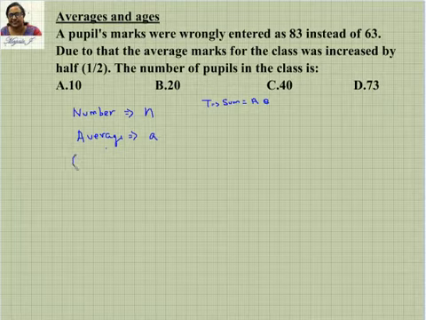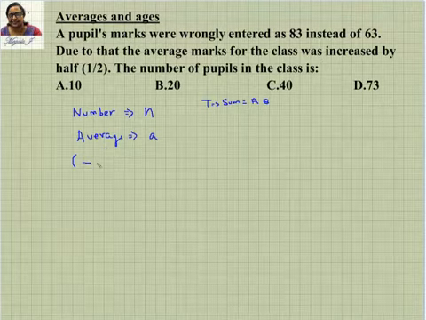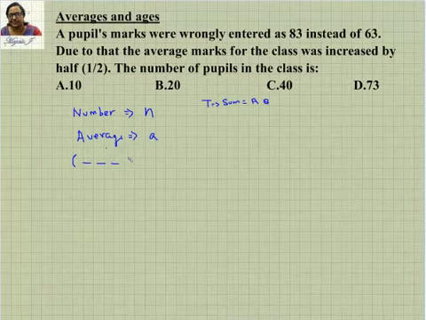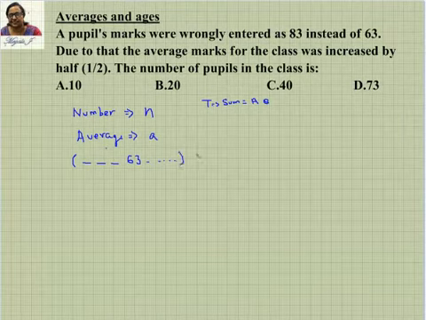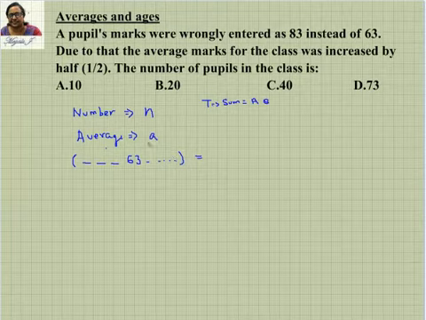Let us write this. We don't know how many quantities are there, but there are some quantities which are added. It is given that one of the values is entered as 83 instead of 63. So we are not worried about the other values. We don't know how many are there, but there is one value which is supposed to be 63, the actual value, and you have many more in this. This sum, when you add all this, is going to be the total sum. And as per the problem, the total sum is equal to average into the quantity, A N.